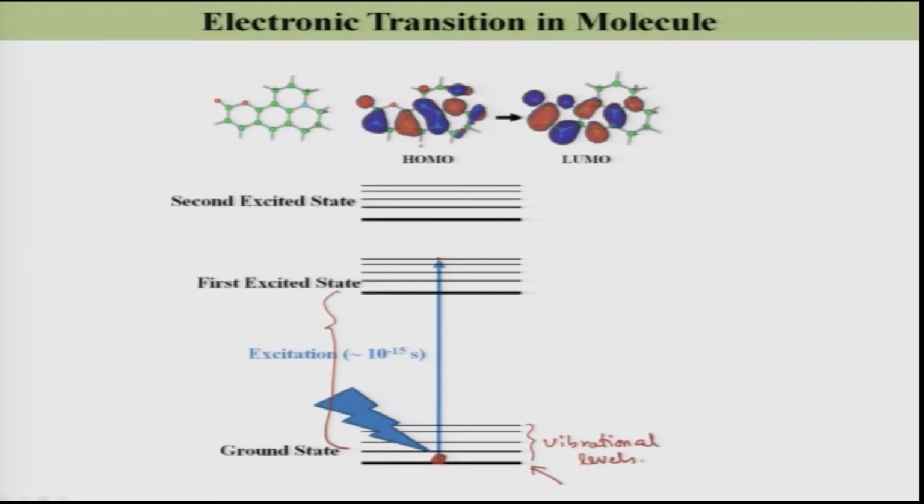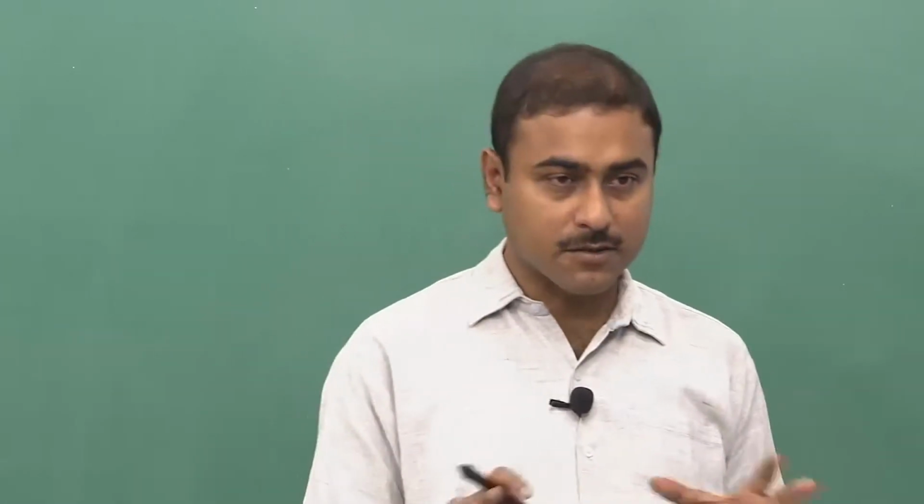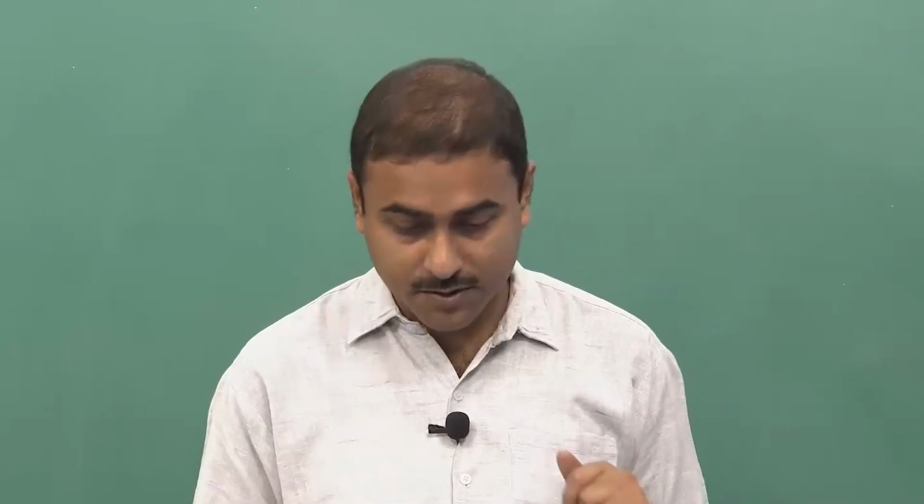It could be HOMO to LUMO, it could be HOMO-1 to LUMO+1, depending on the molecule. Whether some transitions are allowed and some are not depends on the transition moment integral, but I am not going to discuss all those finer details here, just to give you the overall idea about this basic fluorescence spectroscopy.